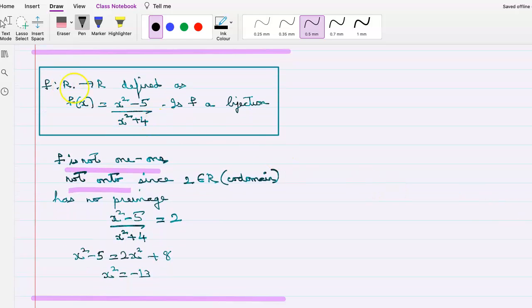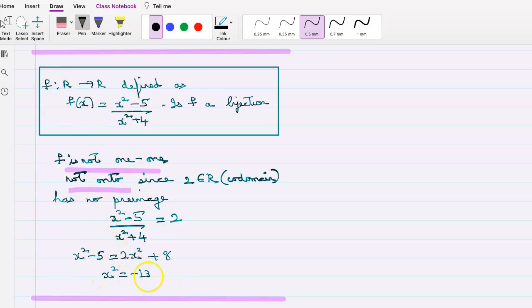Next question, f is a function from R to R defined as f(x) equal to (x squared minus 5) by (x squared plus 4). Is f a bijection? Now f is not 1 to 1 because if I put (x1 squared minus 5) by (x1 squared plus 4) equal to f of x2, you will not get x1 equal to x2. So f is not 1 to 1. It is not onto also because if 2 belongs to R, say the codomain, I get (x squared minus 5) by (x squared plus 4) is 2. And solving you get x squared equal to -13. And what is your domain?